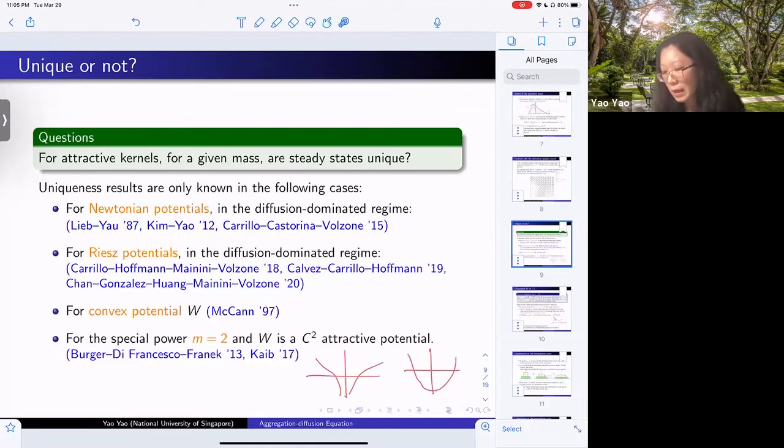So this was first done by Bertozzi, Laurent, and Rosado for a 1D potential W, and later done by Kaib for multi-D. But in both proofs, W is required to have quite high regularity near the origin. So in particular, this proof doesn't cover the case where W is singular near the origin.